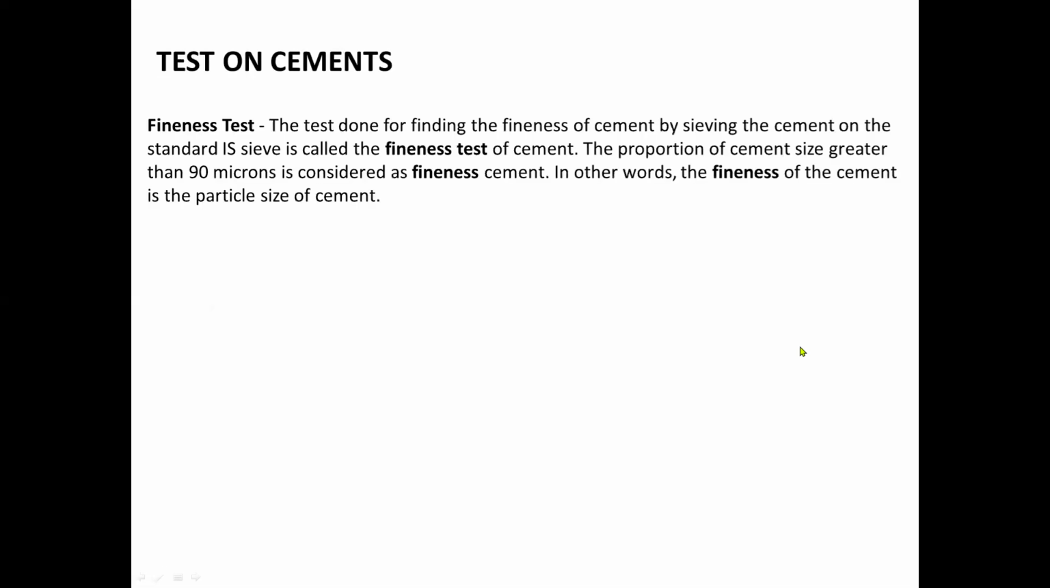We have a type of experiment, and we call it the fineness test, or the fineness of cement. The test is done for finding the fineness of cement by sieving the cement on the standard IS sieve, and it's called the fineness test of cement. The proportion of cement size greater than 90 microns is considered as finest cement. In other words, the fineness of the cement is the particle size of cement.